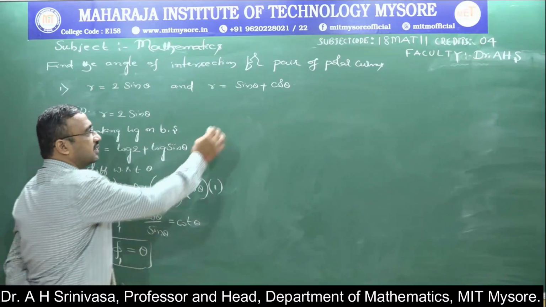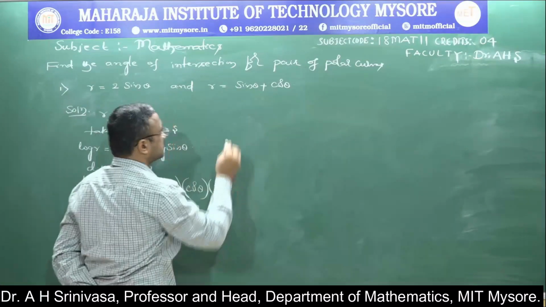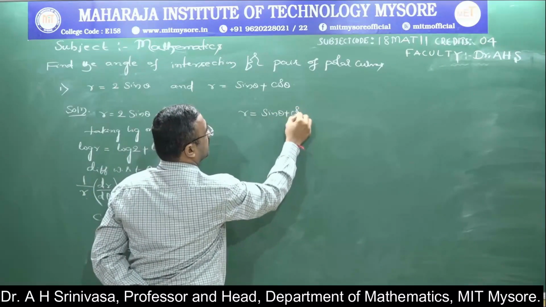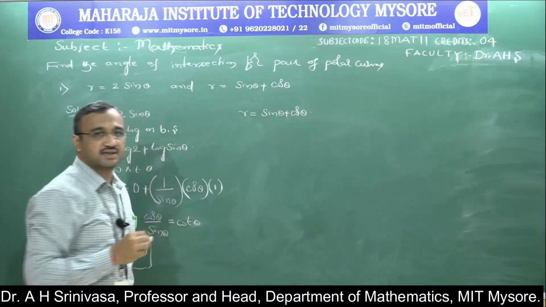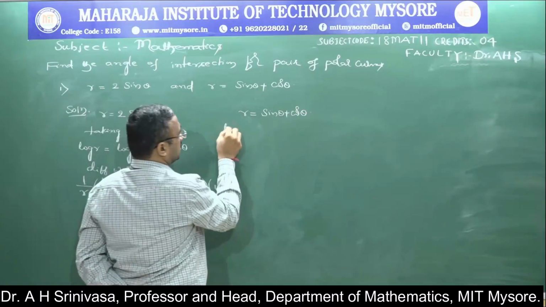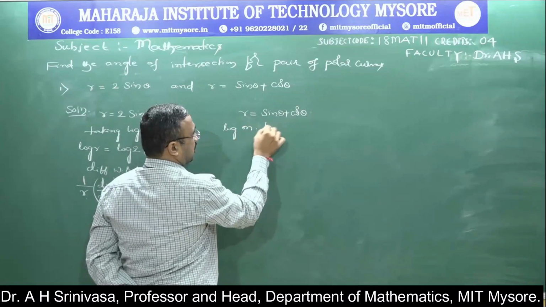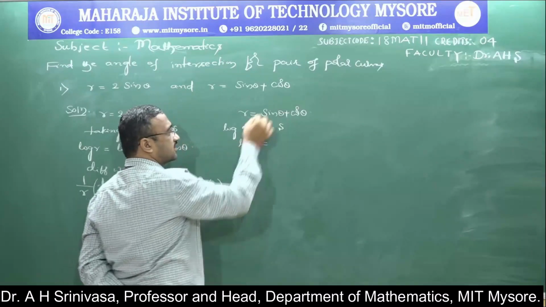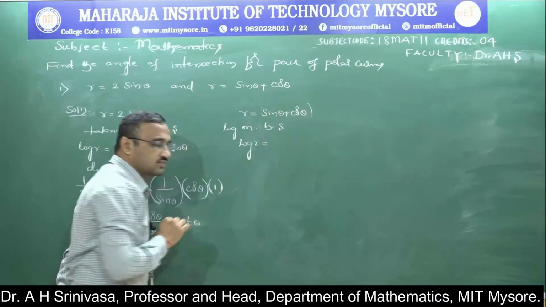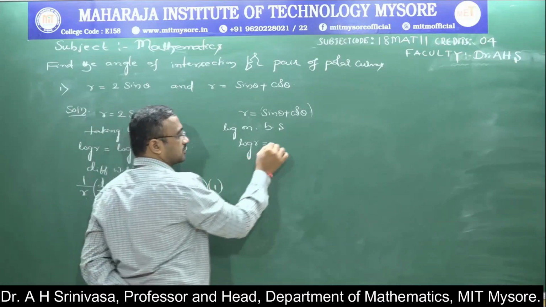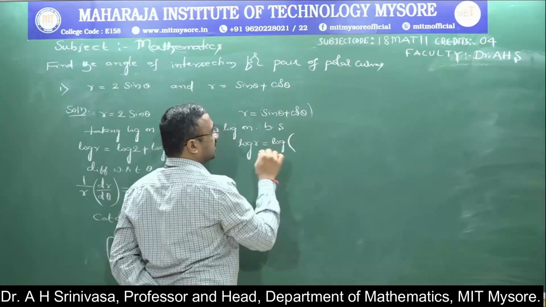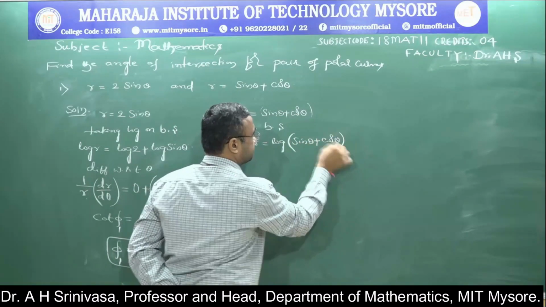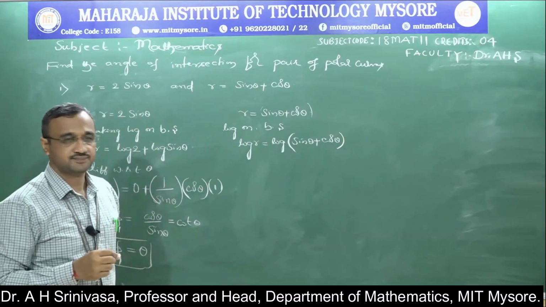The same procedure we have to adopt for this equation. r equal to sin theta plus cos theta. Then again taking log on both sides, log r should be equal to, but here a sum of two terms is there. You have to remember here, if you take a log, the complete logarithm function you have to take: logarithm of sin theta plus cos theta. So you have to write it like that.